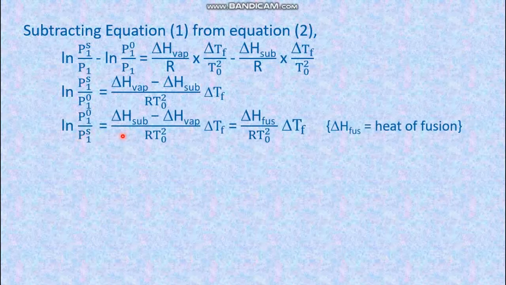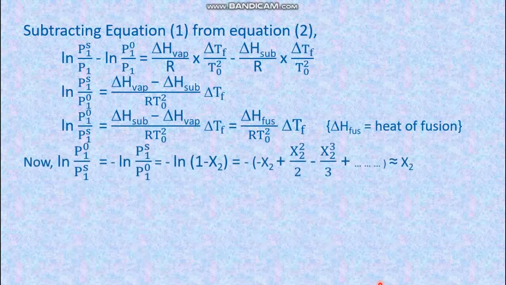Okay, so here we write ln P10 by P1S equals delta H of sublimation minus delta H of vaporization. Actually, according to the additive nature and Hess's law of thermochemistry, the second law, the difference between the two is delta H of fusion. Okay, and finally we get the relationship delta H of fusion by RT square into delta TF.